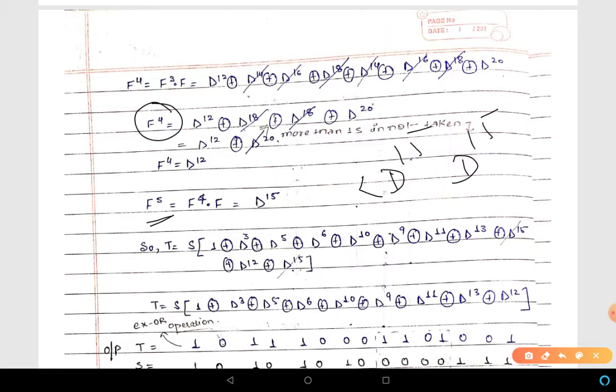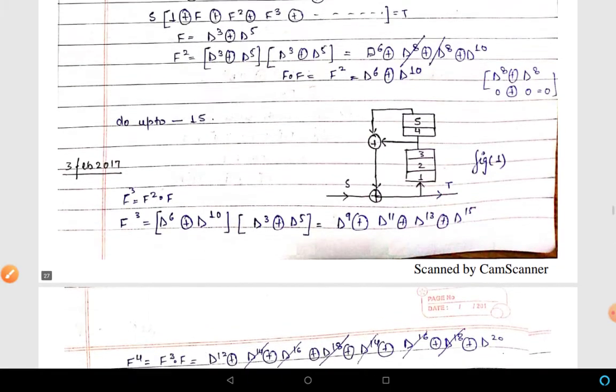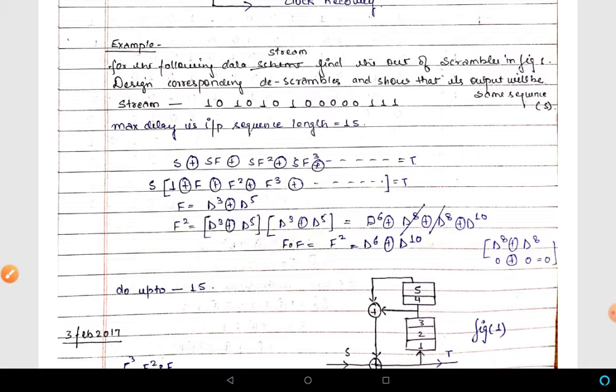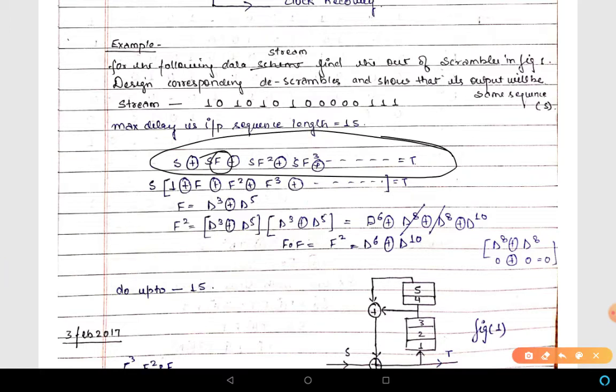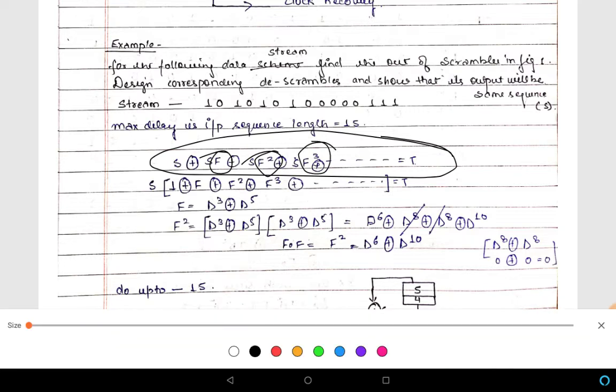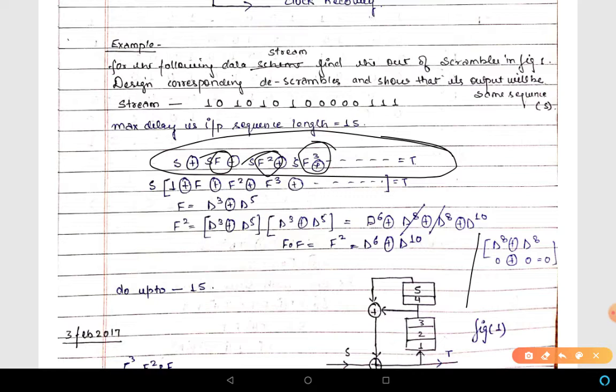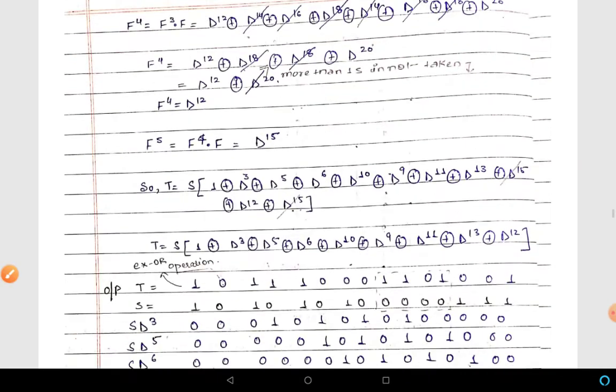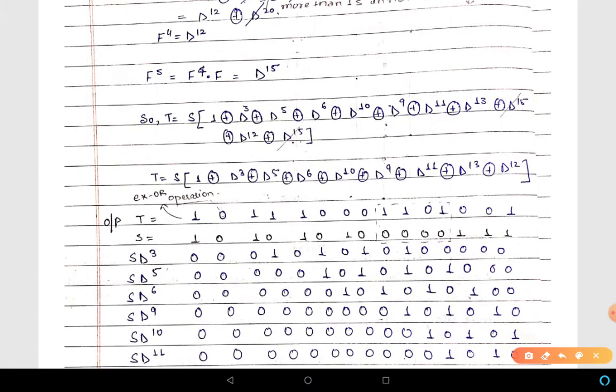Why we will do so? We'll discuss that. So when we put all the values of f, f square, f cube as discussed into this equation, then we get this equation.